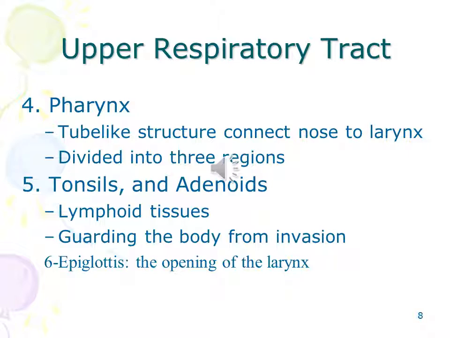The pharynx is a tube-like structure that connects the nose to the larynx and is divided into three regions. Also, we have tonsils and adenoids, lymphoid tissue, which play a significant role in immunity, guarding the body from invasion by microorganisms. And also we have the epiglottis, which is the opening of the larynx.